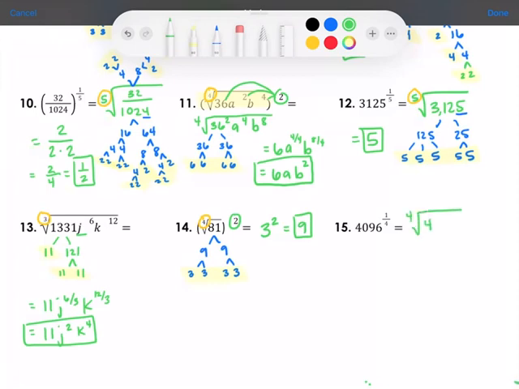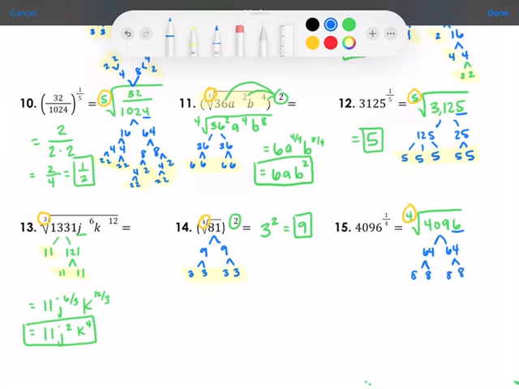And finally, I have 4,096 to the 1/4 power, which means I'm taking the 4th root of 4,096. Now, I'll be looking for groups of 4 within this number, and it ends in 6, so it's even. Like I said, I could just divide it by 2, but that's going to be a long way to go. So usually I will try and divide it by a larger even number, like 16, or I could even try 64, and 64 worked. When I divide it by 64, I get 64 and 64, so it's a perfect square.